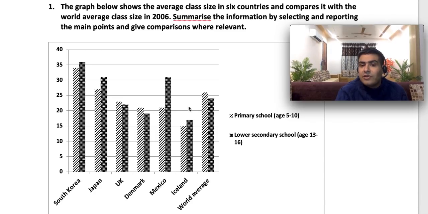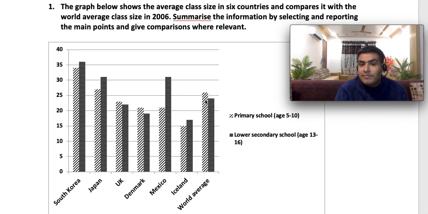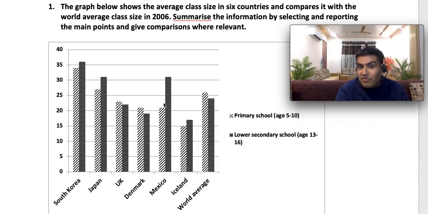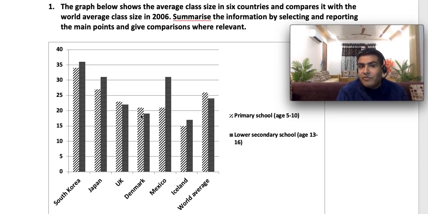So there are things you can do in the overall. You can have a second thing, besides the highest and the lowest. So you can mention these countries, for example, South Korea, Japan. These all have a greater class size than the world average, and the other countries have a lesser class size than the world average. You can write something like that. You can talk about Mexico, that the largest difference between the primary school class size and secondary school class size was observed in Mexico. So you can write anything like that, just to have an overall that's more than one comparison. That's more than one trend. So it's about writing the main themes.